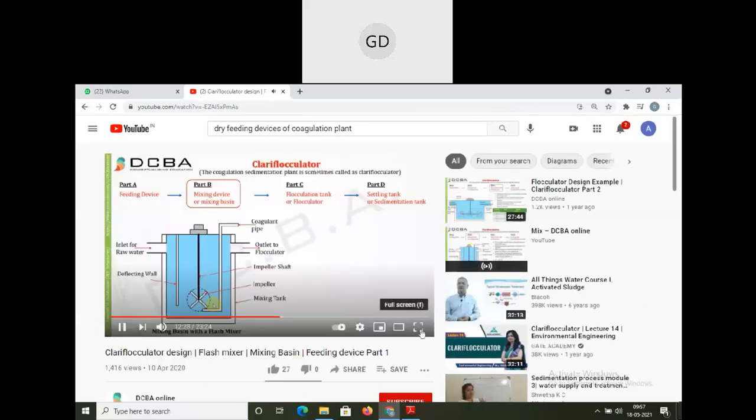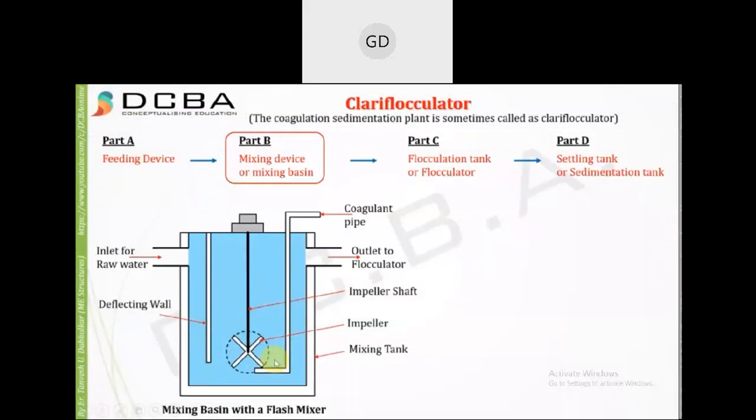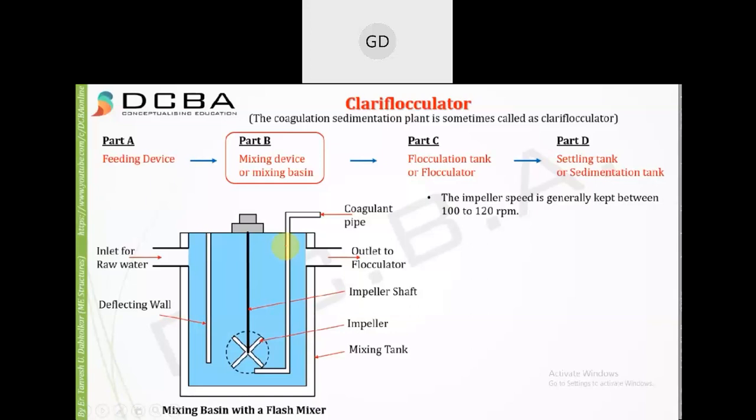Coagulant is also supplied to the water, so the mixing takes place simultaneously. From this part the water goes up, and next it goes to the flocculation tank. The impeller speed is generally kept between 100 to 120 rpm. Now this is important as far as design problems related to this mixing basin are concerned.